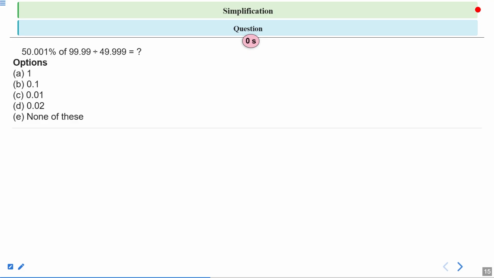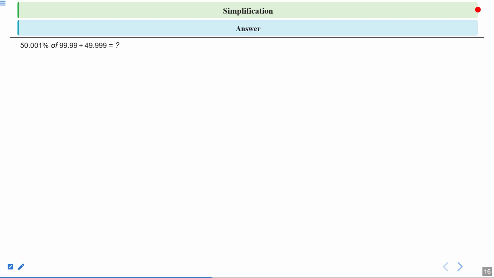Now time's up. Let's see the solution. So the question says that 50.001% of 99.99 dividing by 49.999 is equal to question mark. We can use the approximation in this question. The correct answer of this question is 1. A is 1. Now see the solution using concept 3.3 in this question.